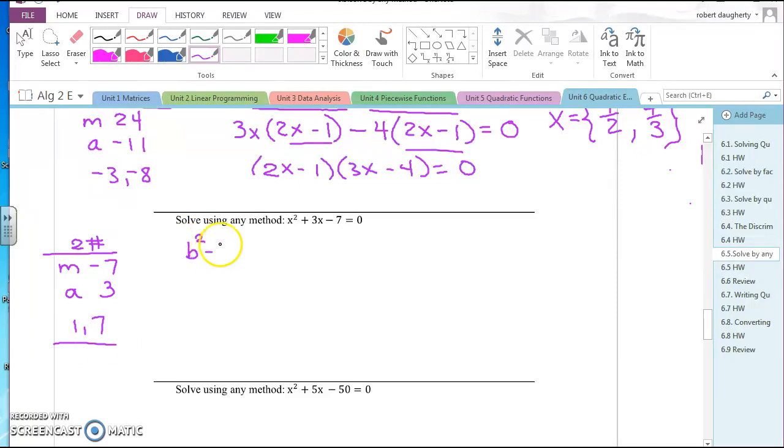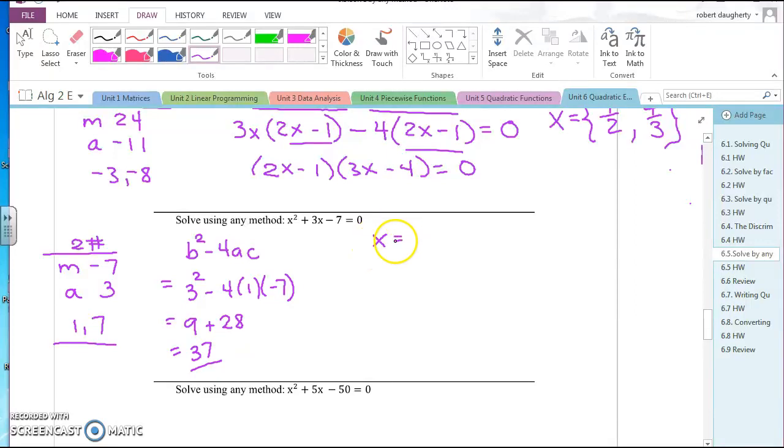So b squared minus 4ac, that's going to be equal to 3 squared minus 4 times 1 times negative 7. So that is 9 plus 28, which is 37. So again, the discriminant is not a perfect square. That's why it wouldn't factor.